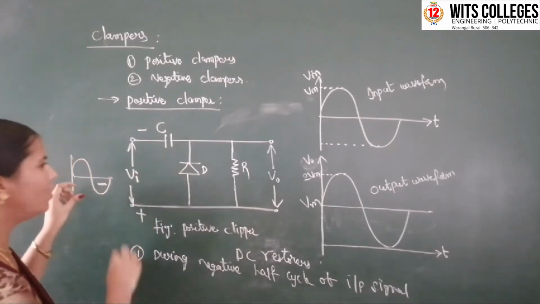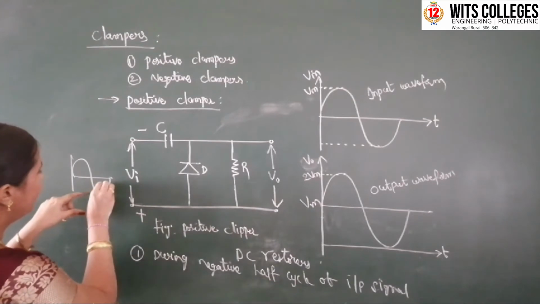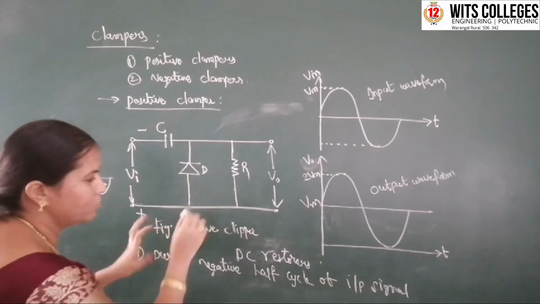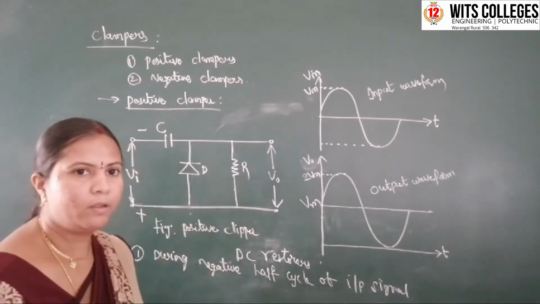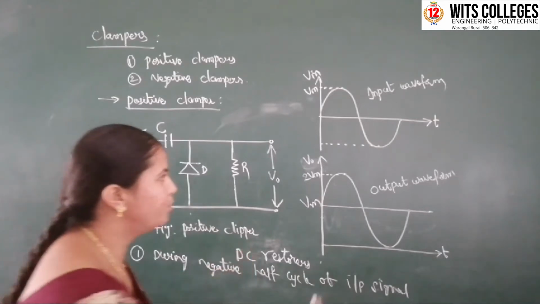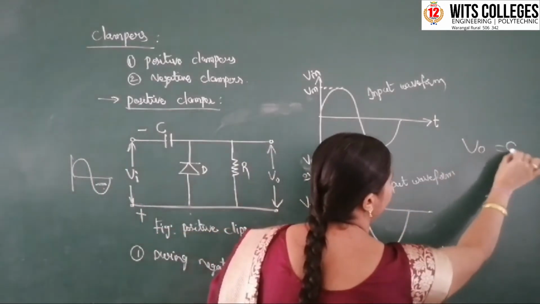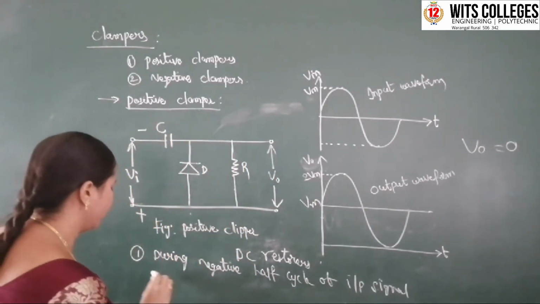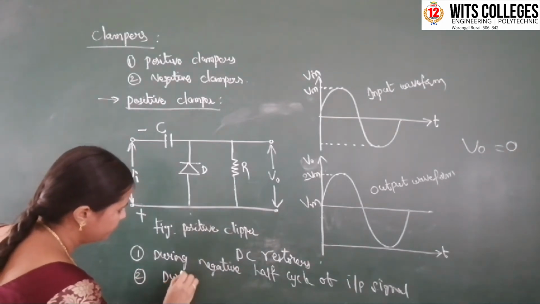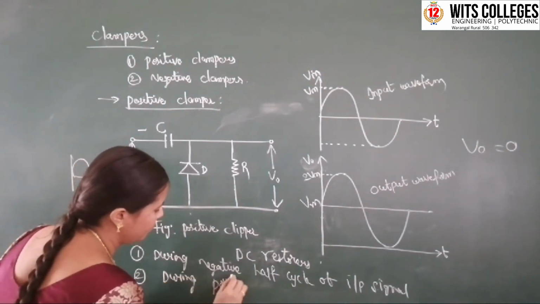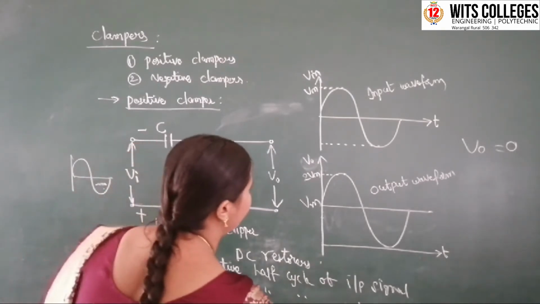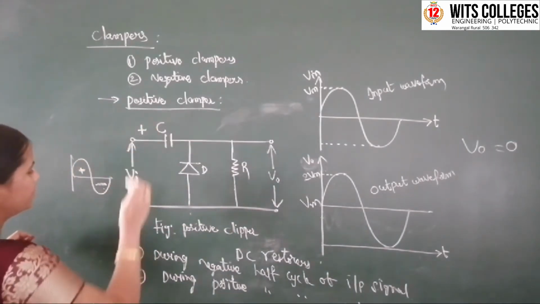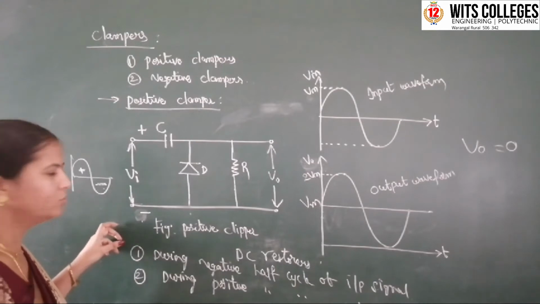So what will happen? Whatever negative signal you are applying as input goes to the ground. So in the positive clamper, when you are applying the negative half cycle, the output voltage V0 equals 0. Next, during the positive half cycle of the input signal, what will happen? During the positive half cycle, it becomes positive here and negative here.